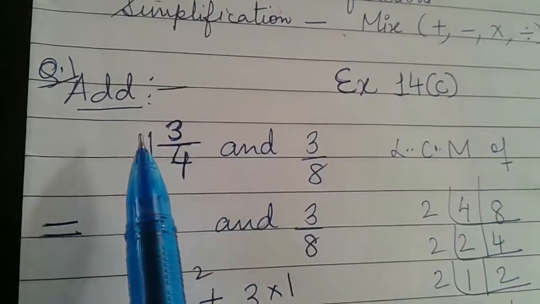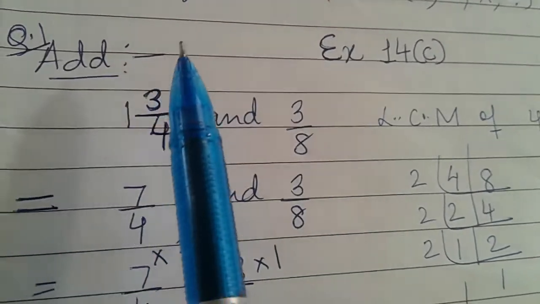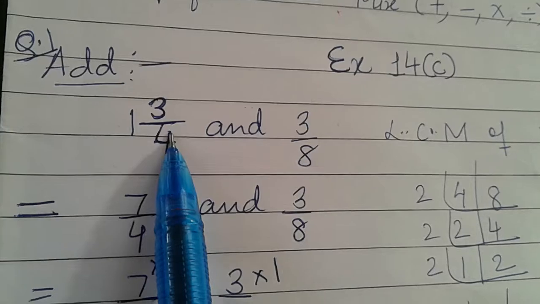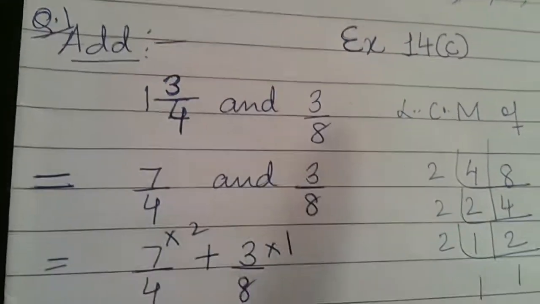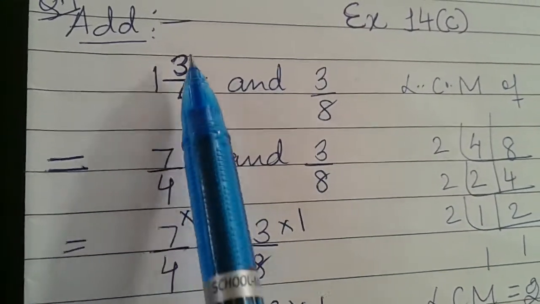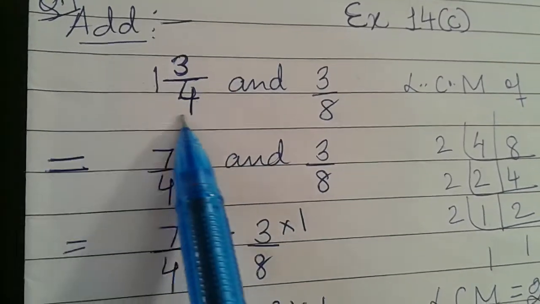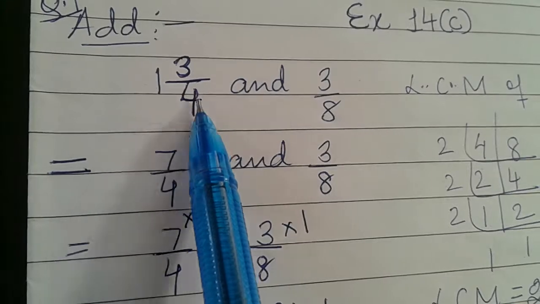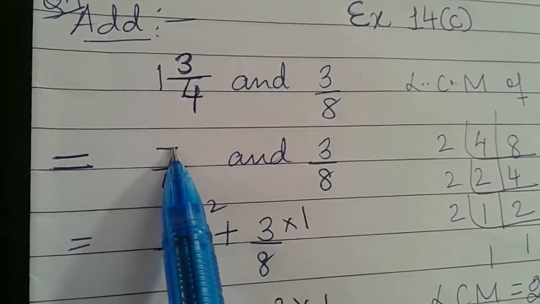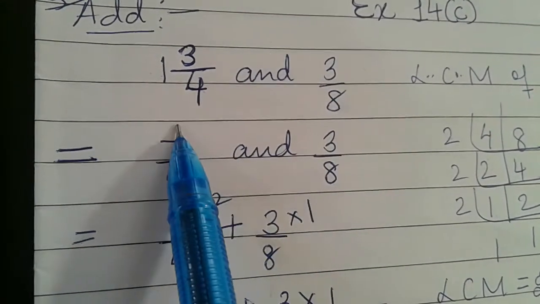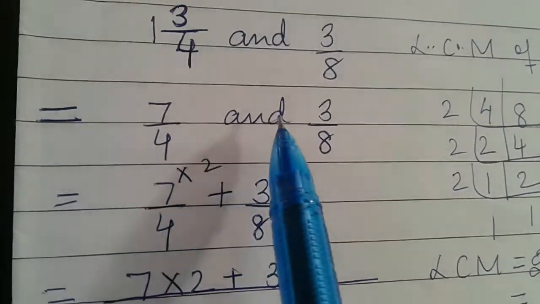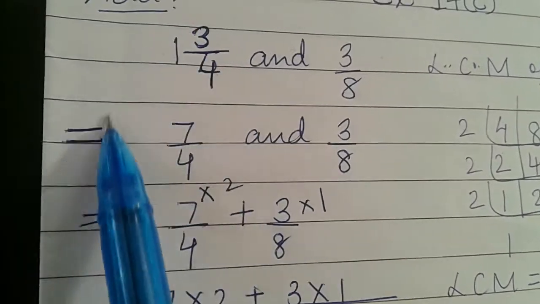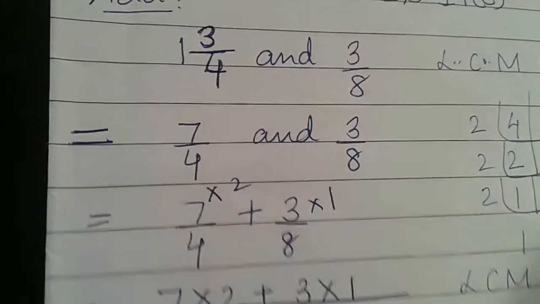Question number 1: add 1 integer 3 by 4 and 3 by 8. So this I have to add. 1 4s are 4, 4 plus 3 is 7, 7 by 4. This was a mixed fraction, and I have converted it into an improper fraction. 7 is greater and 4 is smaller, so this is an improper fraction. So 7 by 4 and 3 by 8. The first step is, if any mixed fraction is there, convert it into an improper fraction.